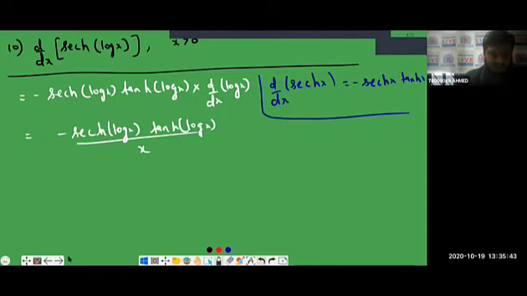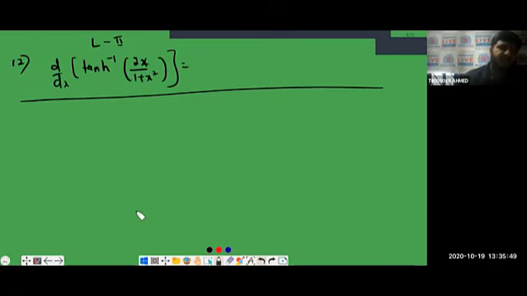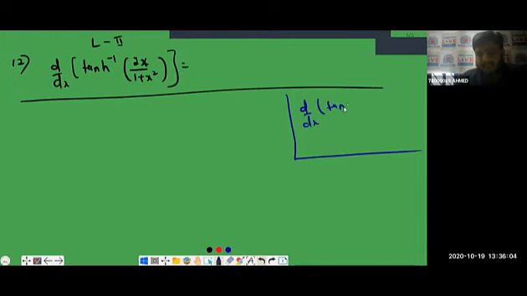Okay. So now we shall go for the next question. These three questions were based on level 1. Next, level 2 question. d by dx of tan h inverse of 2x by 1 plus x square. d by dx of tan h inverse of x.